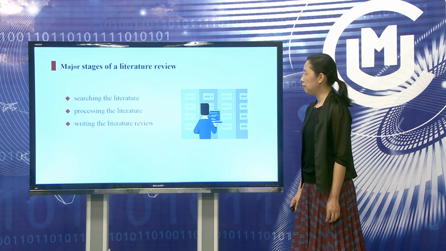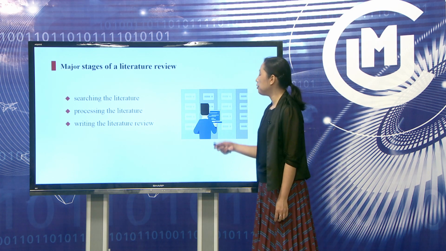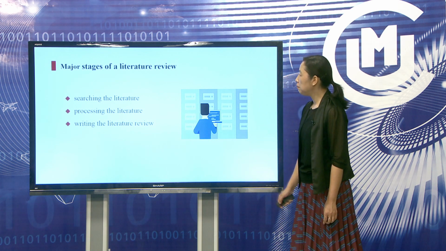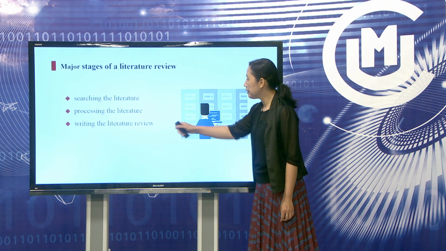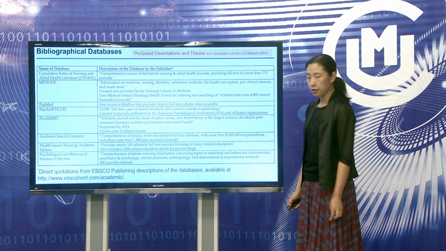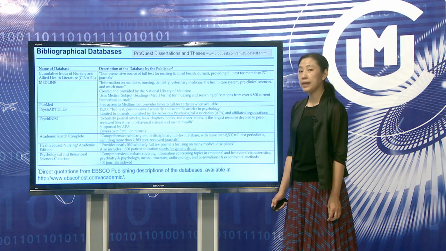So usually we divide it into 3 stages, but they should be interrelated. The first one is searching the literature, and then processing the literature and writing the literature review. And regarding searching the literature, you do need to find some website or some database.